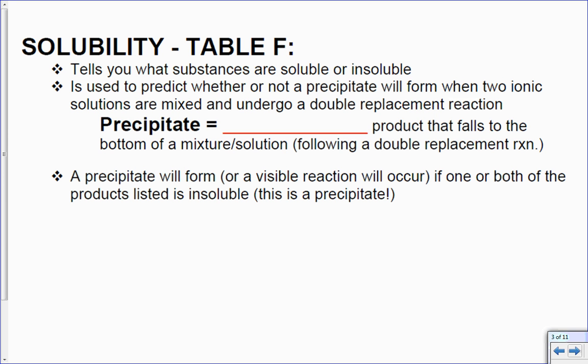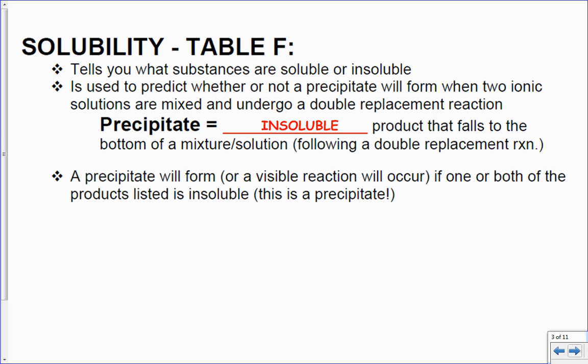So, solubility table F. This is a grand list of what is and what isn't soluble. We can use it to predict whether or not a precipitate will form when we have a reaction. So a precipitate is the insoluble product that falls to the bottom.